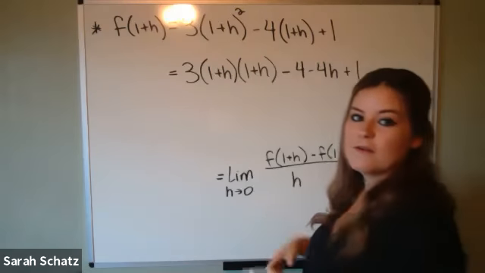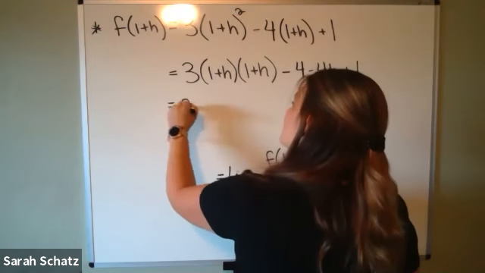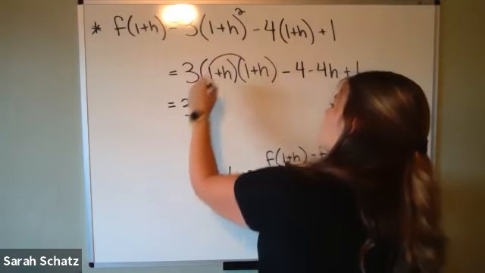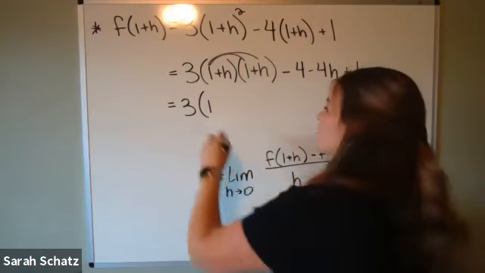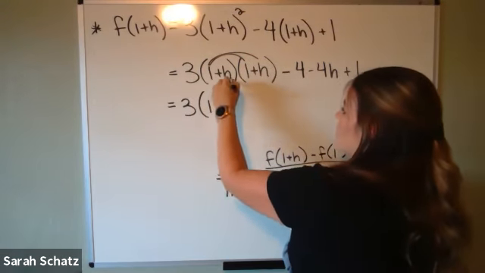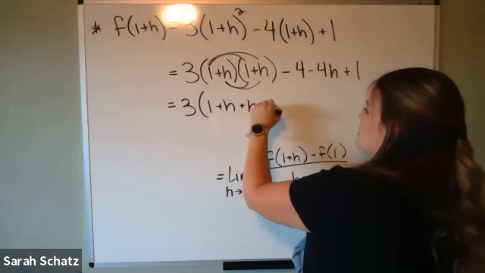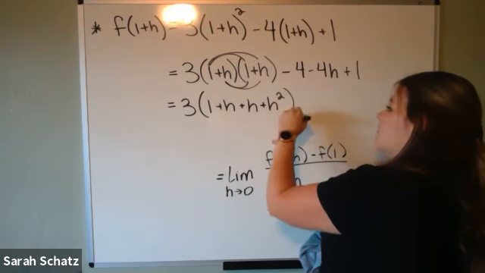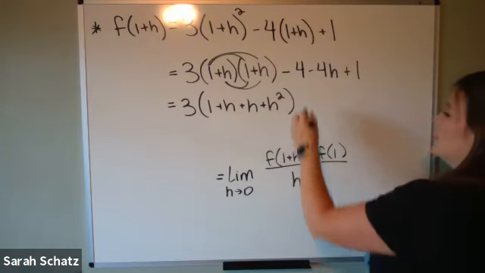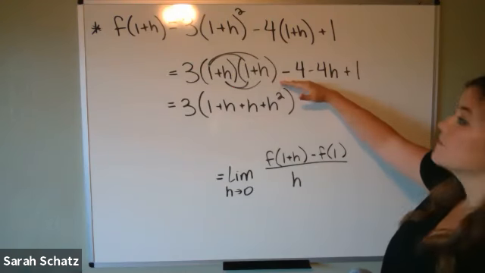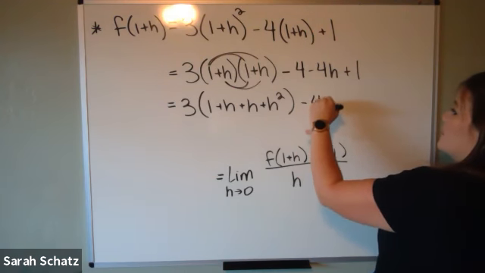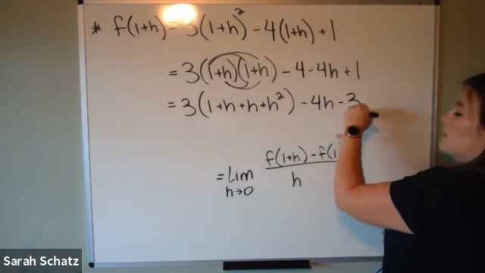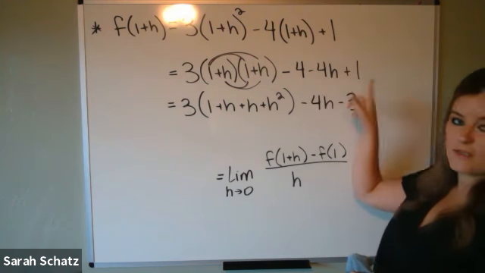Let's FOIL this out. So here I've got a 3, 1 times 1 is 1. 1 times h is just h. We have another 1 times h, so that's another h, and then h times h is h squared. Here, if you want, you could put the -4 and the +1 together. We could call this minus 4h minus 3. So we've gotten those taken care of.